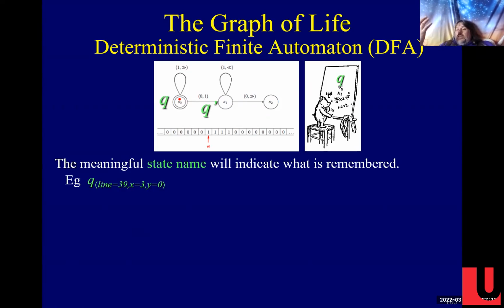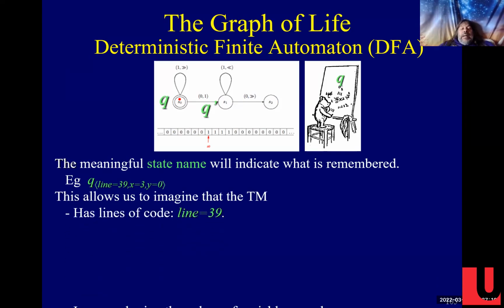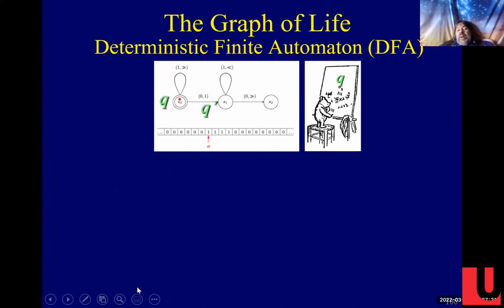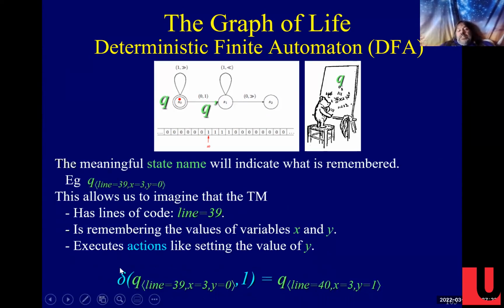That's what I know. So it's the name of the state that I'm in. And then you can take an action, right? The way you do transitions, delta says if I'm in this state and I read this character, then what state should I be in next?